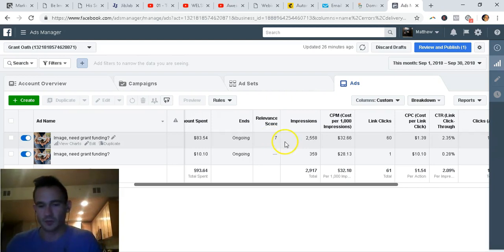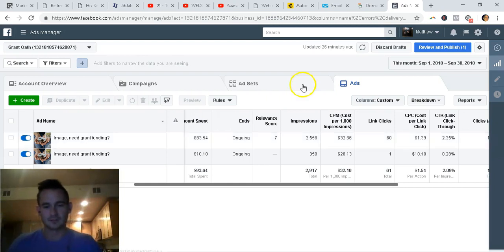So that's why it's so important to have the right messaging, the right offer, and the right audience, because you're going to get more engagement from that, which gives you a better relevance score, which Facebook rewards you for in a lower CPM cost. So that's what we have right now.